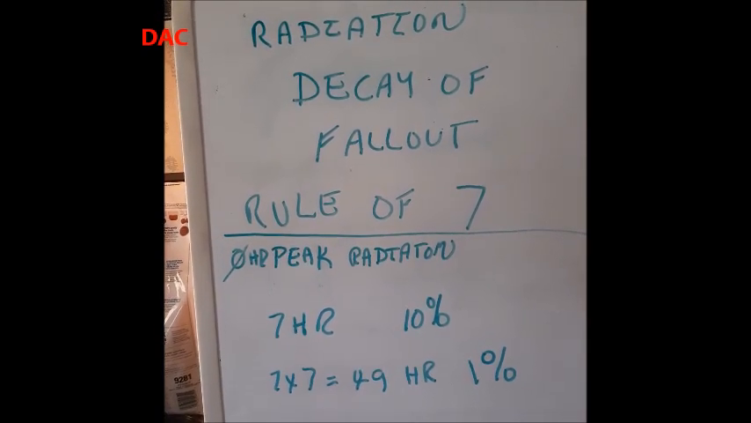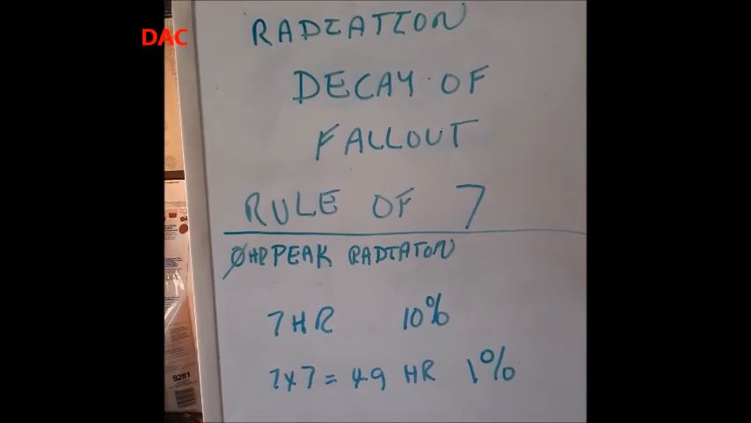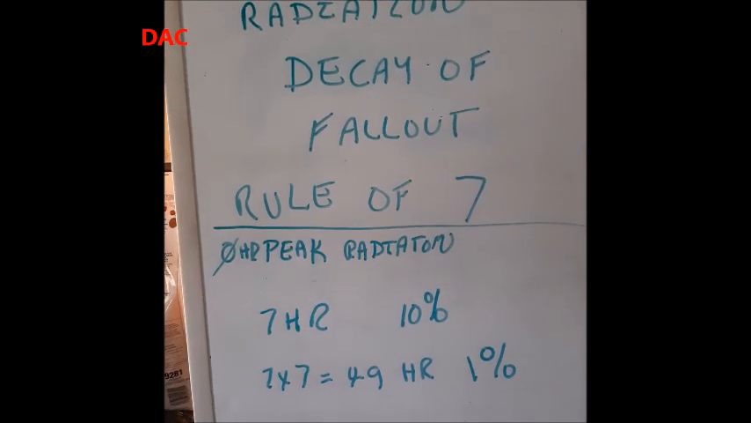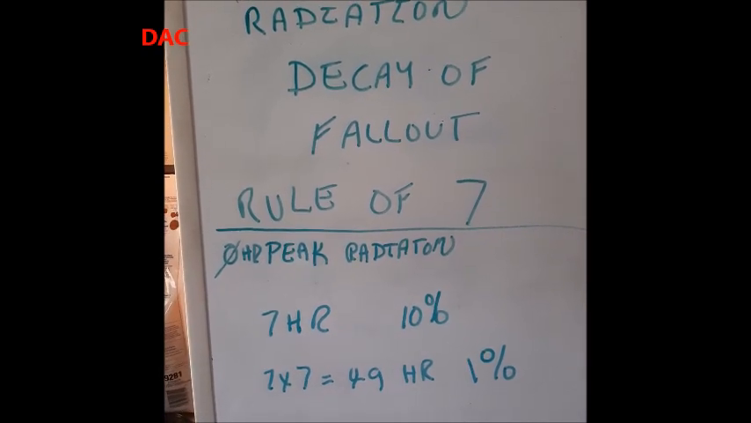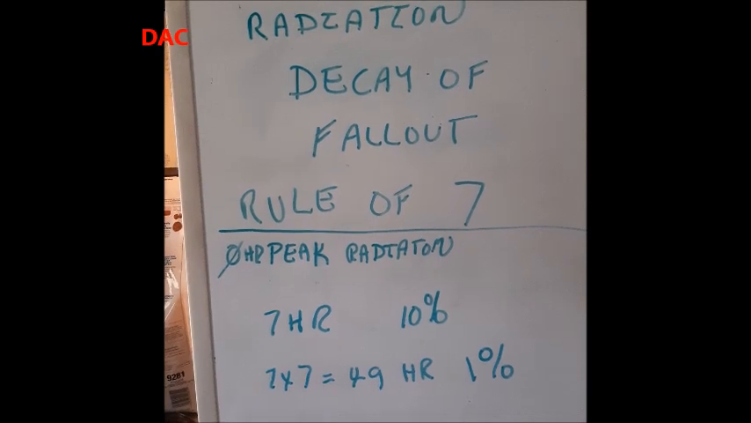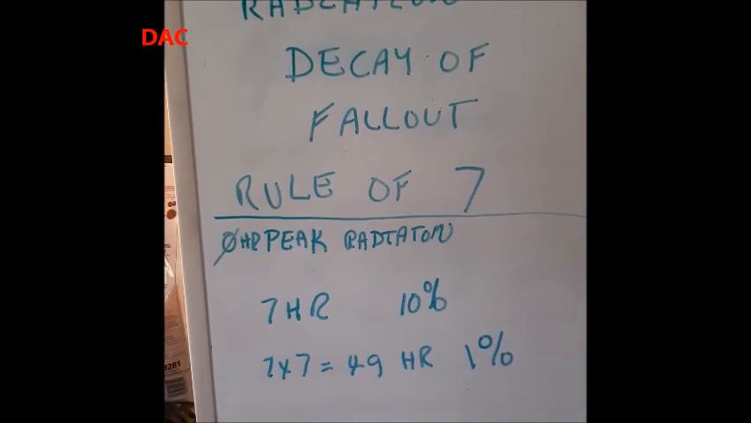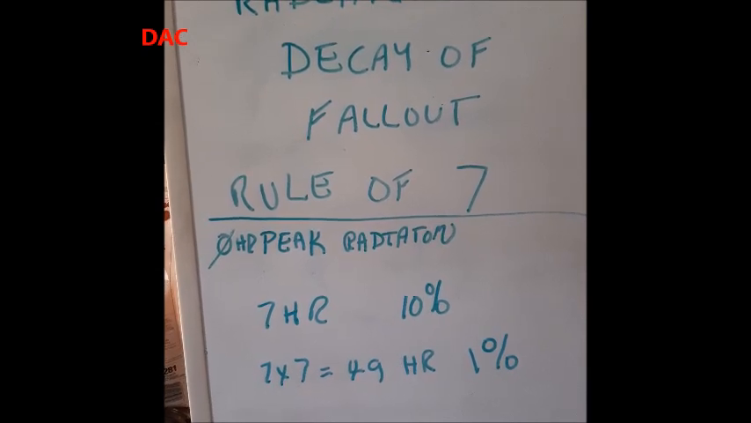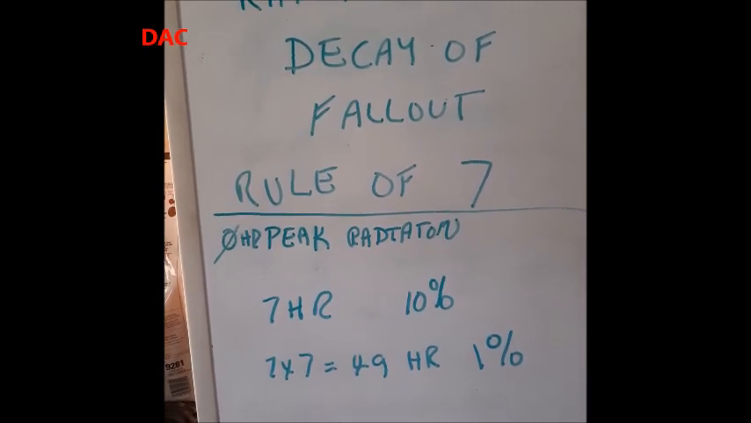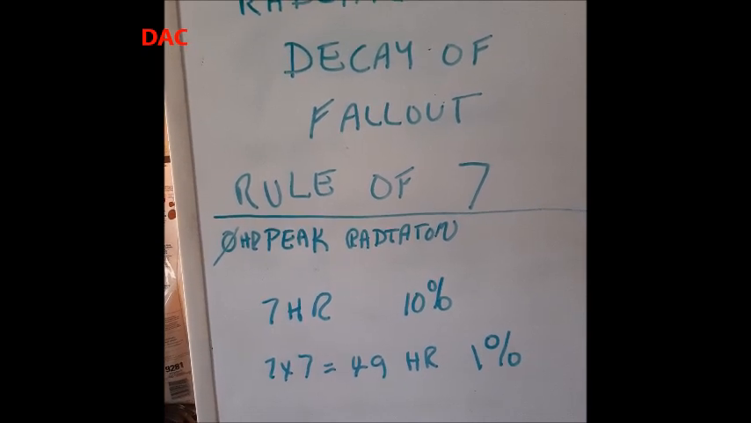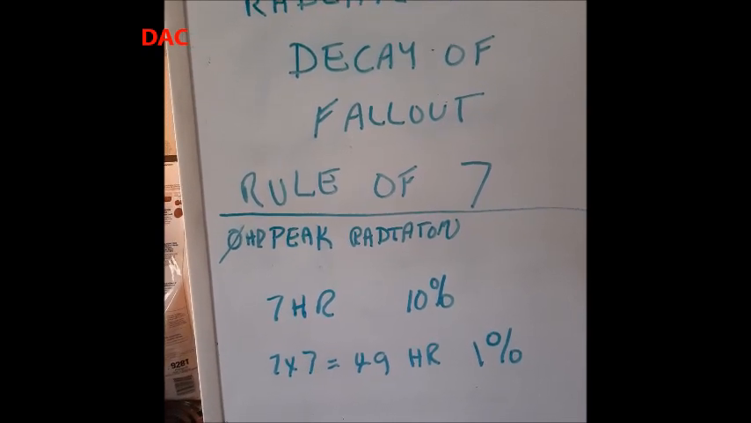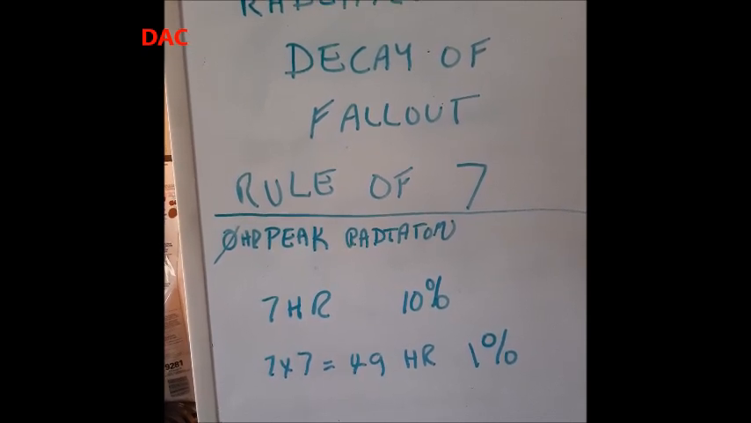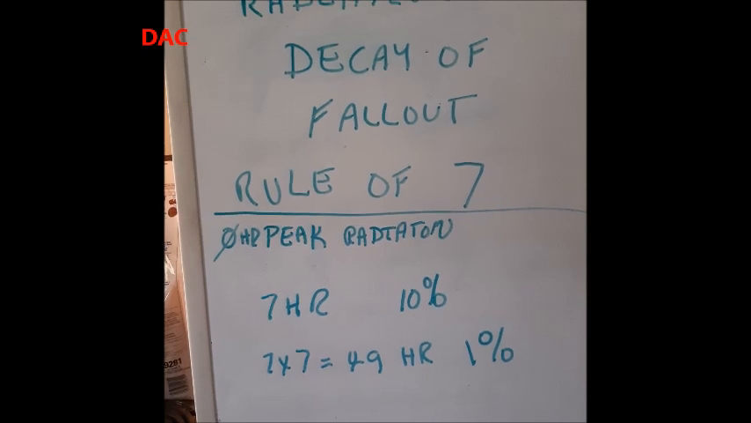So from that 0 point of peak radiation, after 7 hours, the radiation magnitude would have dropped to 10% of what it was at the 0 point. So the next 7-fold increase in time would be 7 hours times 7, which would be 49 hours. At that point, the peak radiation would have dropped to 1%. Now this keeps going on to infinity. So over time, your radiation will continue to drop down.